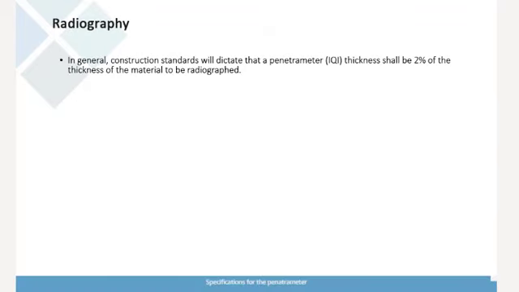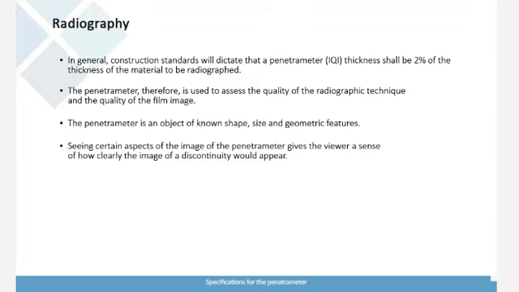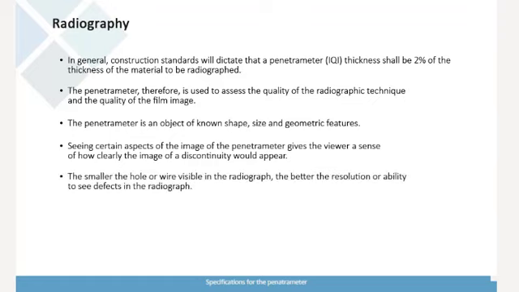In general, construction standards will dictate that a penetrometer thickness shall be 2% of the thickness of the material to be radiographed. The penetrometer, therefore, is used to assess the quality of the radiographic technique and the quality of the film image. The penetrometer is an object of known shape, size and geometric features. Seeing certain aspects of the image of the penetrometer gives the viewer a sense of how clearly the image of a discontinuity would appear. The smaller the hole or wire visible in the radiograph, the better the resolution, or ability to see defects in the radiograph.